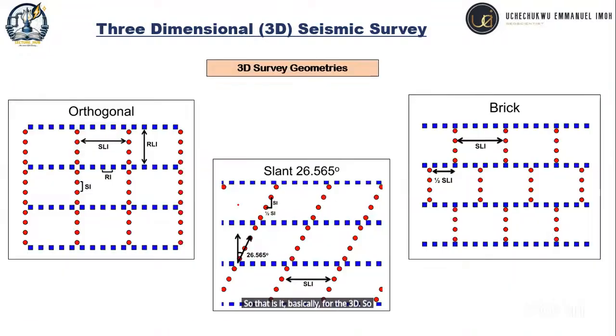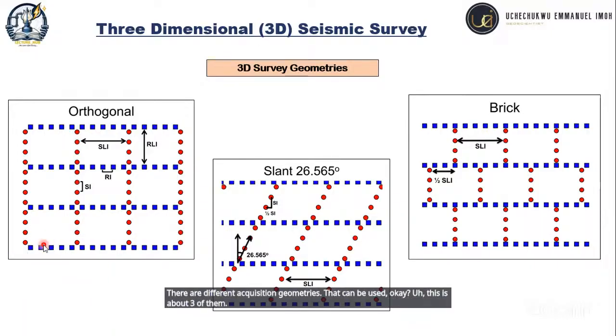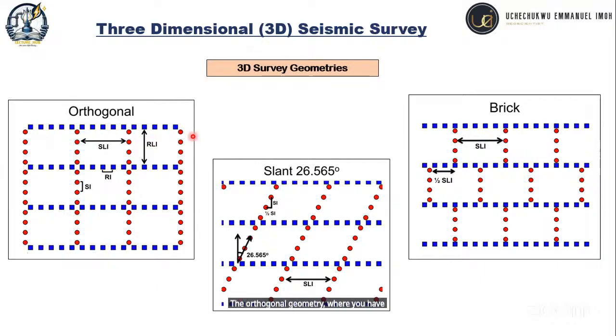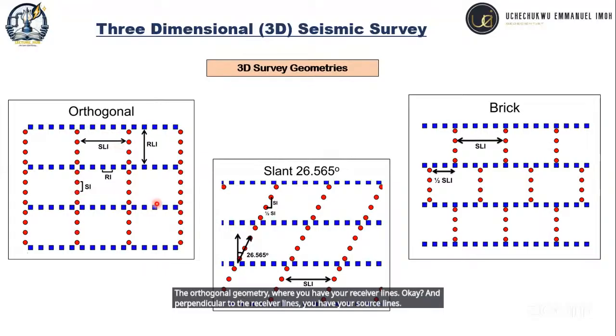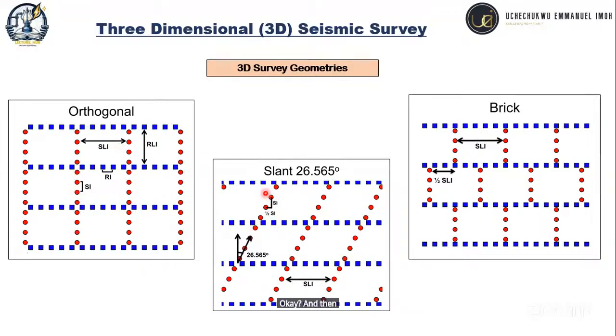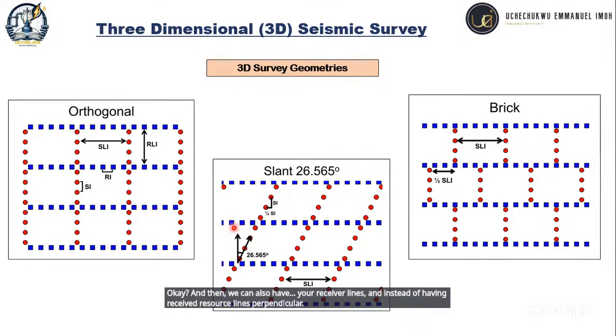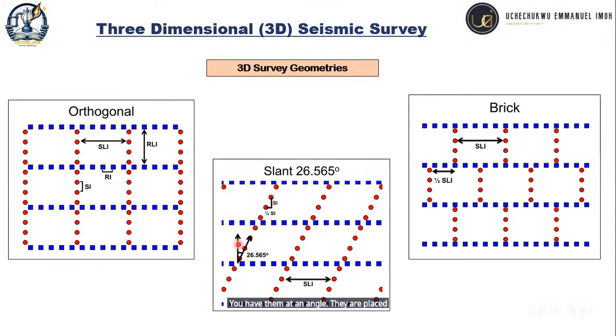So on the 3D data, there are different acquisition geometries that can be used. Okay, these are about 3 of them. The orthogonal geometry, where you have your receiver lines, and perpendicular to the receiver lines, you have your source lines. And then you can also have your receiver lines, and instead of having the source lines perpendicular, you have them placed at a slanting angle to the receiver lines. So this one is a 26.5 degree slanting receiver-source angle geometry.